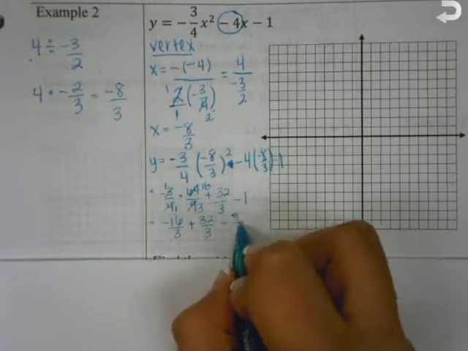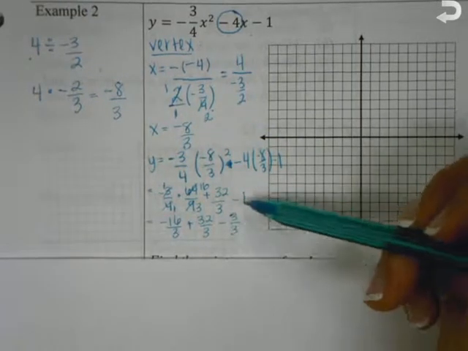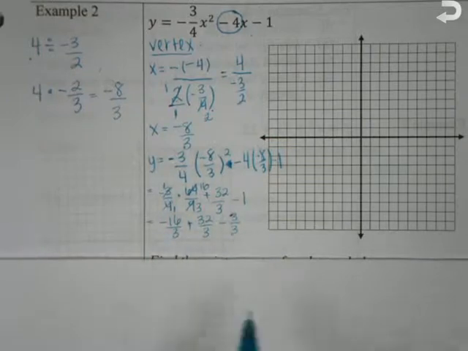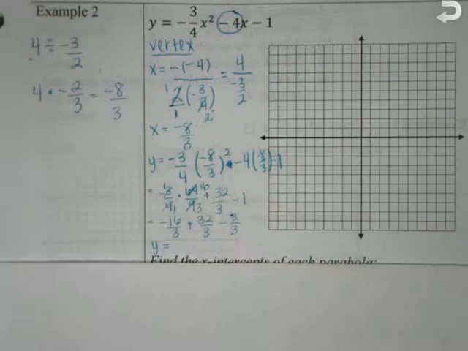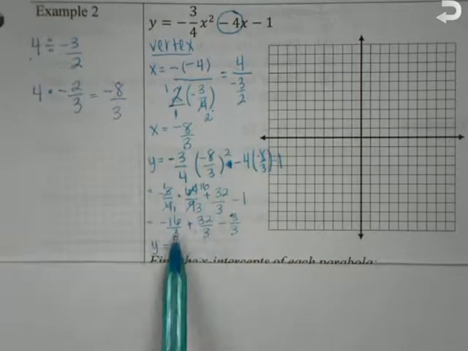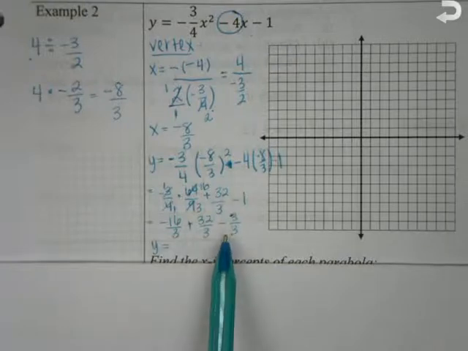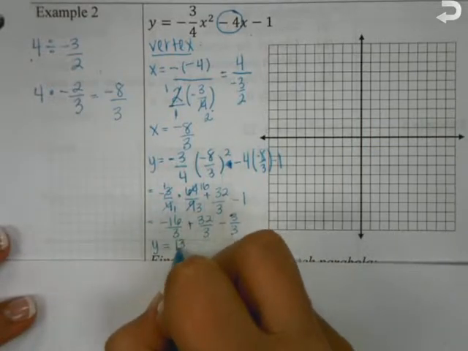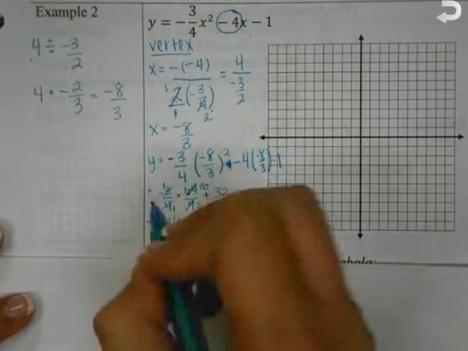Okay, so let's combine all of these. That gives me y equals... wait, -16/3 plus 32/3, minus 3/3. That gives me 13/3. Wait, that's still negative? Yeah, because we have a negative up here. But we're multiplying by a negative. This became a positive when we squared it. Oh, okay. Where did you get 13/3?